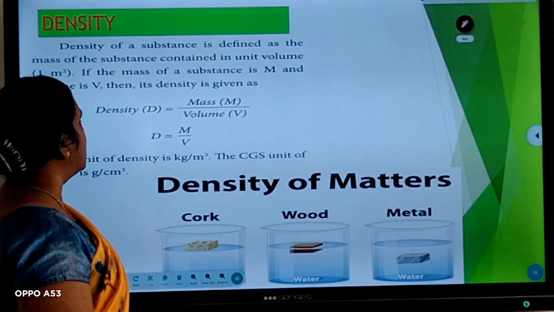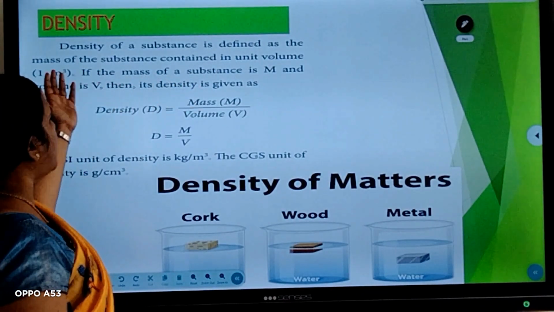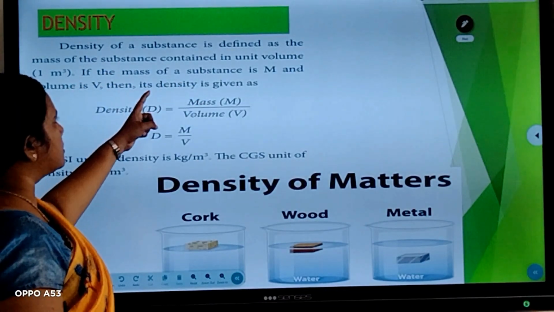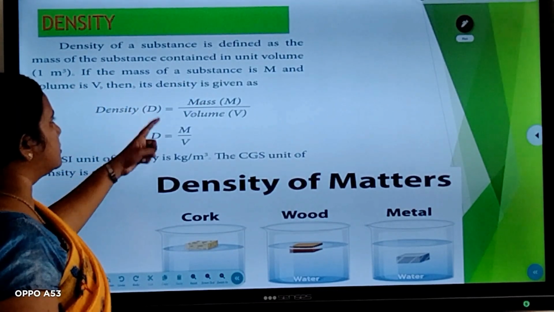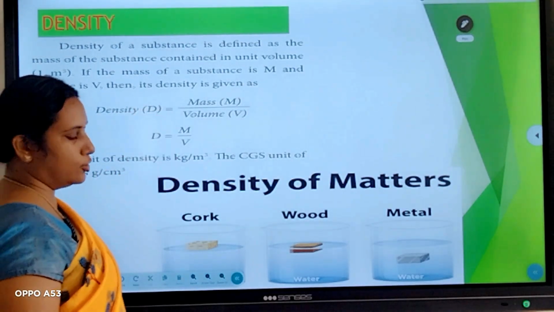Now I am going to tell about density. So density of the substance is defined as the mass of the substance contained in a unit volume. If the mass of the substance is m and volume is v, then the density is given as mass by volume. So the formula of density is mass by volume.